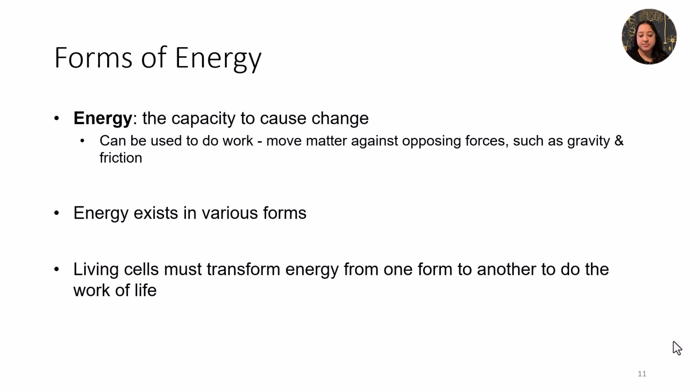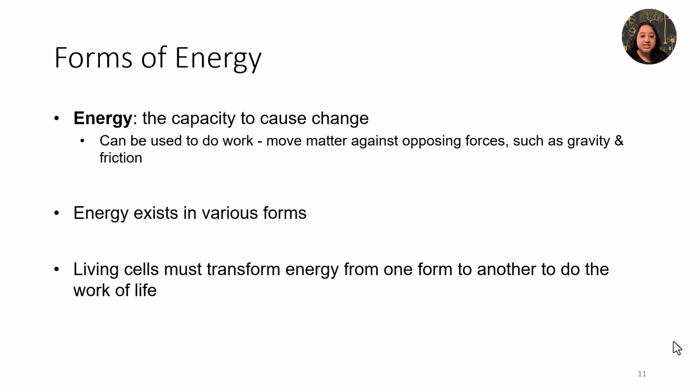A lot of times as a bio major, you'll have to take chem and physics. And sometimes it's like, why? But it really does all play a part in biology. It all comes together. So if some of this stuff sounds familiar, or you haven't taken them yet, you're probably going to hear about these concepts because it is all tied together. So energy is the capacity to cause change, and it can be used to do work, and the work can be different depending on the situation, like moving matter against opposing forces like gravity and friction.